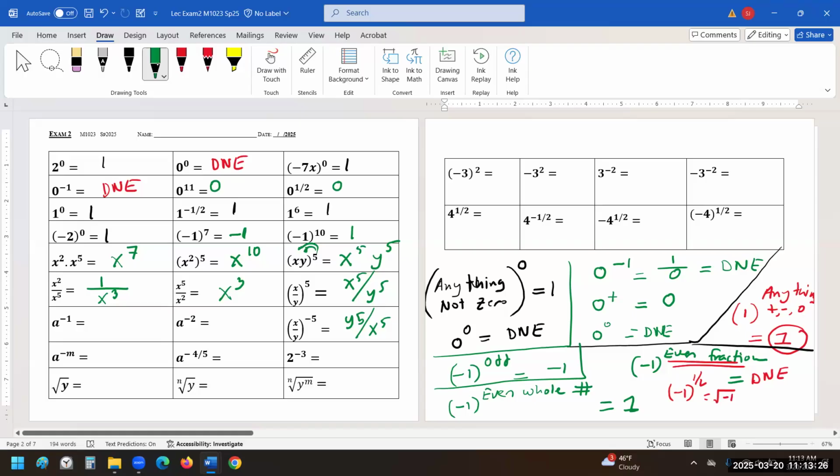A negative power always means a fraction. That's why 0 to a negative power doesn't exist, because it makes a fraction. So a to the negative 1 means 1 over a. A to the negative 2 means 1 over a squared. A to the negative m means 1 over a to the positive m. A to the negative 4/5, it doesn't matter whether the base is positive, negative, whole number, or anything. As long as you have a negative power, it always becomes a fraction.